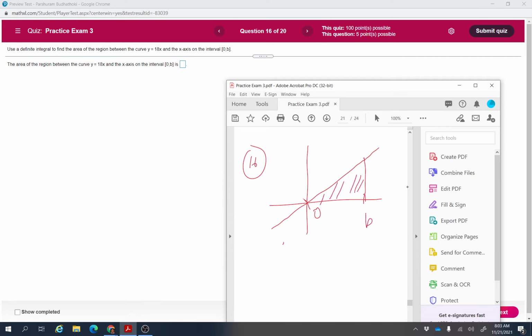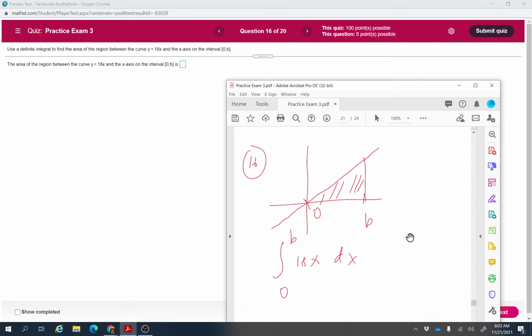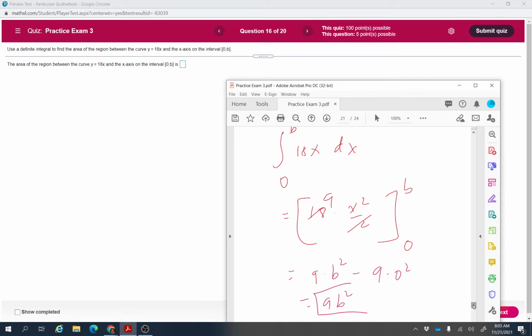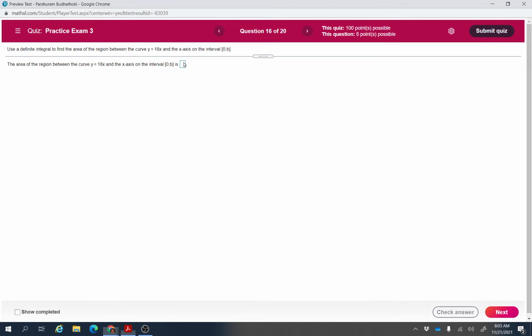Somewhere here we want to find this area. We can find this area by integrating the function 18x from 0 to b. We can use the fundamental theorem for finding the integration, just the power rule, and this is a definite integral. So the integration of 18x is 18x squared divided by 2, and we have to put x equal to b and x equal to 0. So that would be 9 times b squared minus 9 times 0 squared, which is eventually 9b squared. So that's the area.